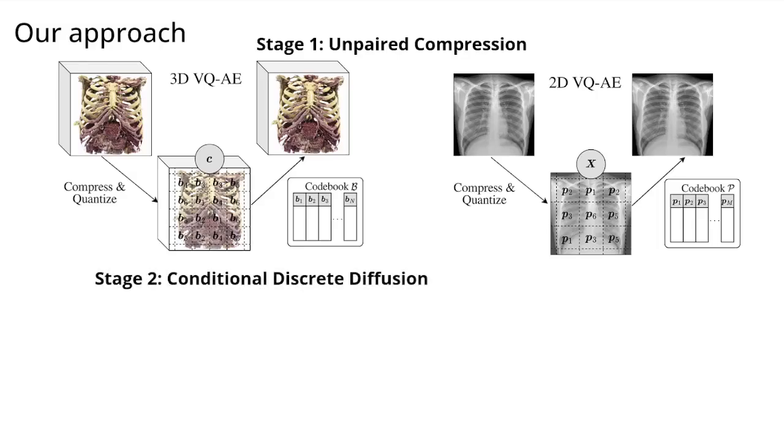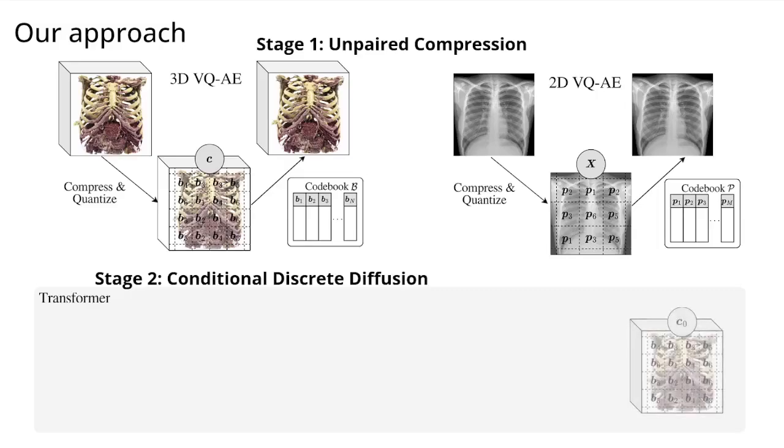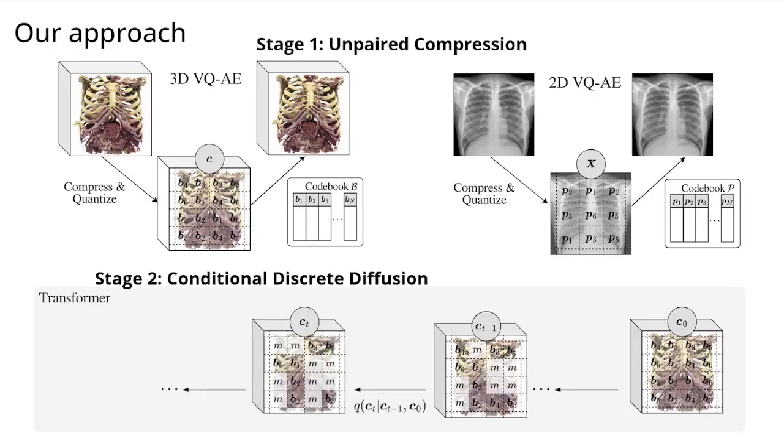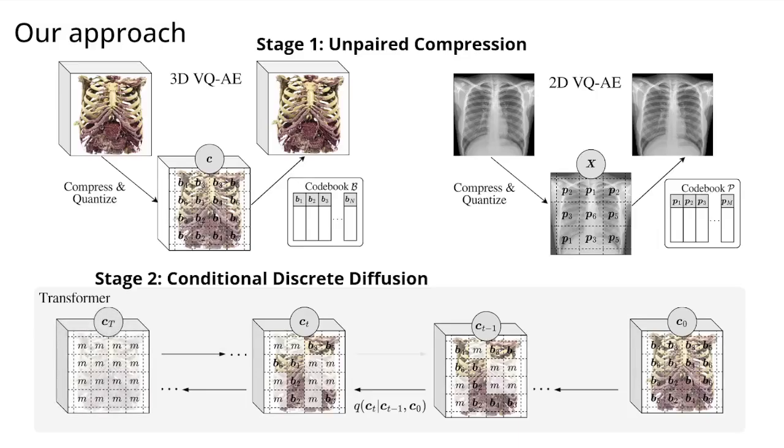In the second stage, we perform 2D to 3D translation by modeling the conditional probability distribution in the learned vector-quantized space. For this, we use an unconstrained transformer to parameterize the denoising function. First, the 3D latents are gradually masked out by a Markov chain. The reverse of this diffusion process unmasks the latents using another Markov chain conditional on the 2D latents.